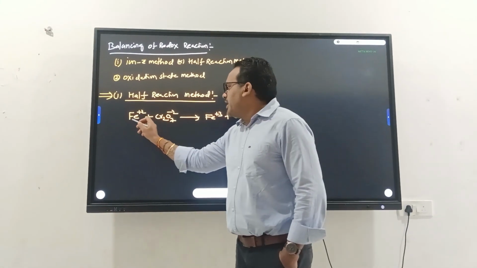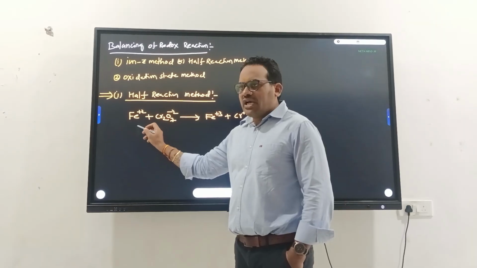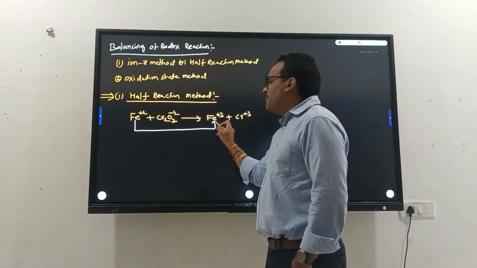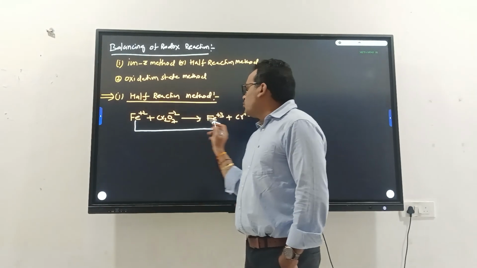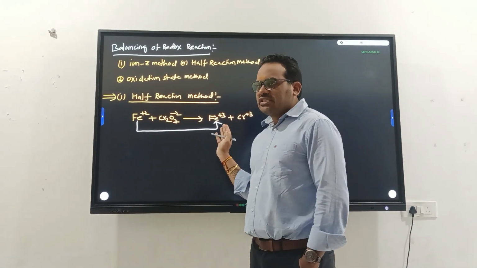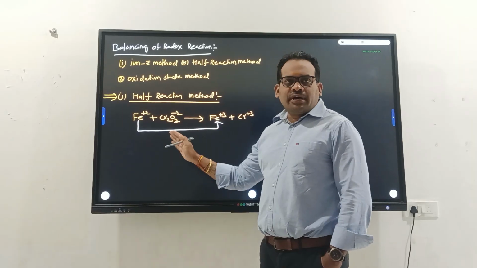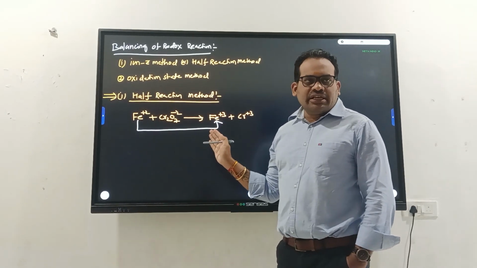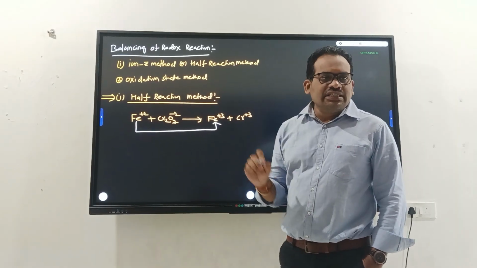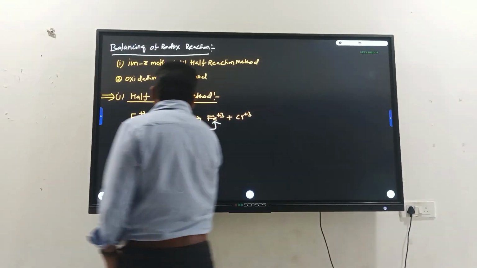Now see, children, here iron, what is the oxidation state? Iron is plus 2. From plus 2 to what will happen, children, here? Plus 3. So here plus 2 to plus 3 means what will happen? Oxidation number increases or decreases? Here oxidation number increases. Increases means which reaction? Oxidation or reduction? This reaction is an oxidation reaction.